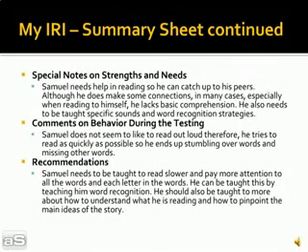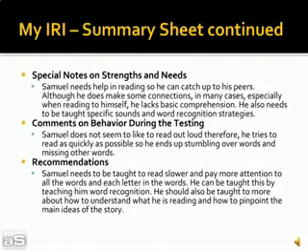Special notes on strengths and weaknesses. Samuel needs help in reading so he can catch up to his peers. Although he does make some connections, in many cases, especially when reading to himself, he lacks basic comprehension. He also needs to be taught specific sounds and word recognition strategies.